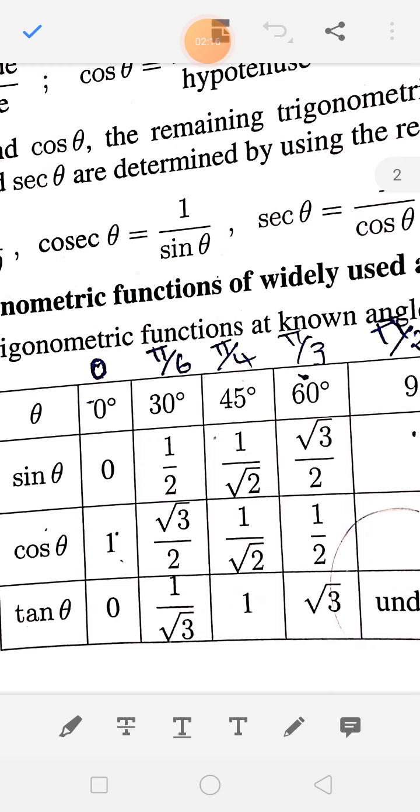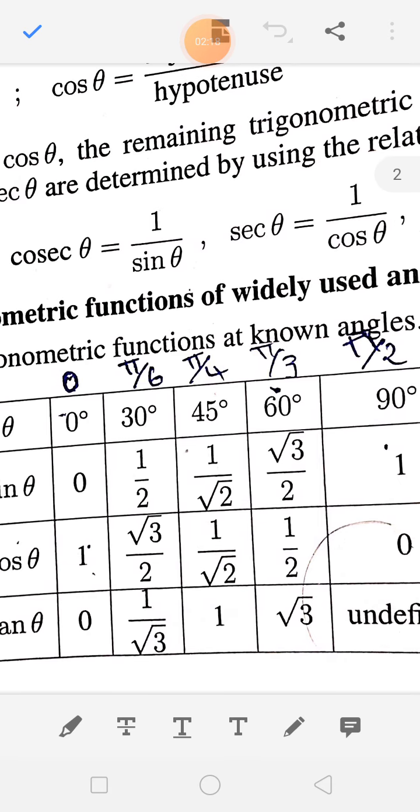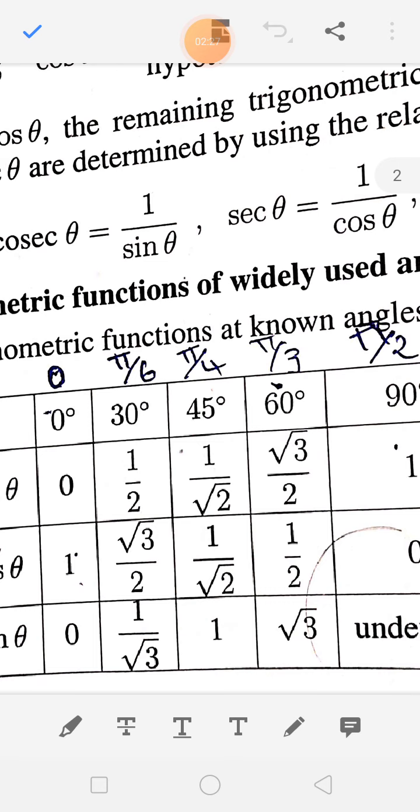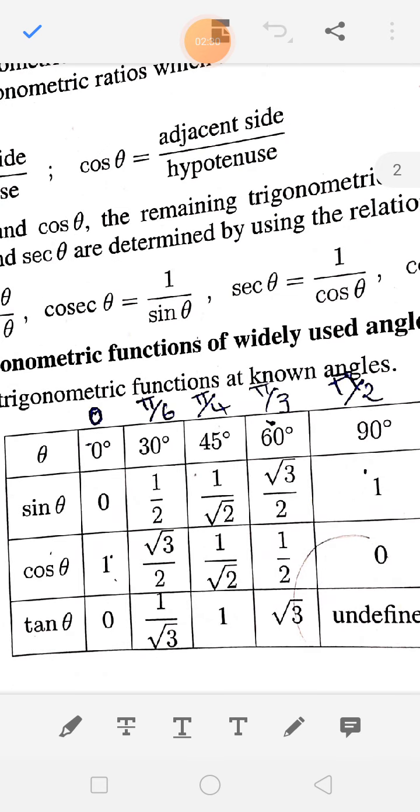So for these values, 0 to 90 degree only, we know the values. Suppose if I ask you to find the value of sine 70 degree, we can't, because there are no values for it.